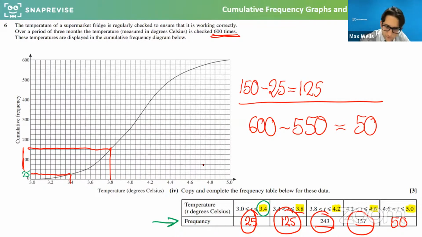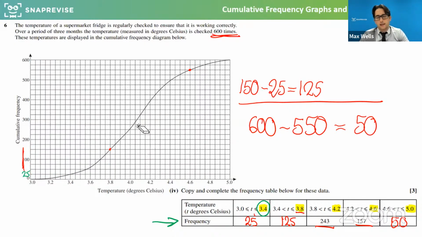Or if we think of it from 4.6, that's up at 550, so we know that in that last category, there's 50. So this is quite a nice exam question to look at, and hopefully that makes sense to everyone. But what was weird about this question is that it has a cumulative frequency graph, but it's also got a normal frequency table. So we're having to do the backwards work here. So that was really good.